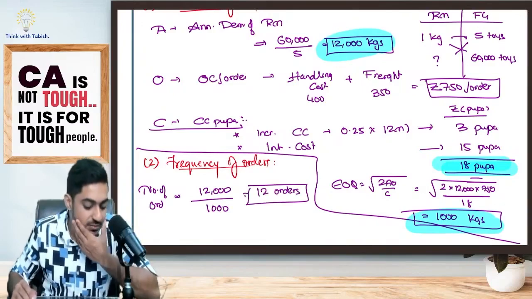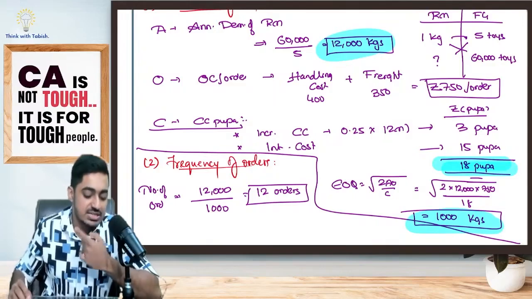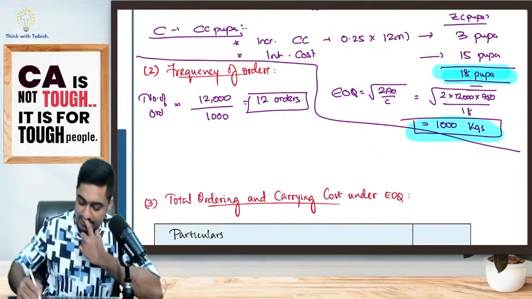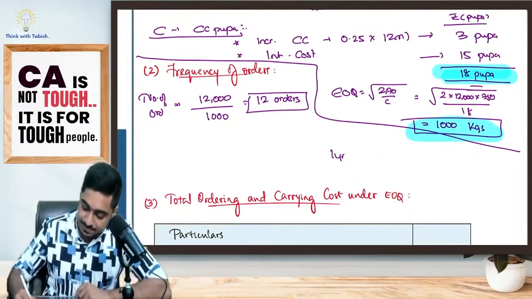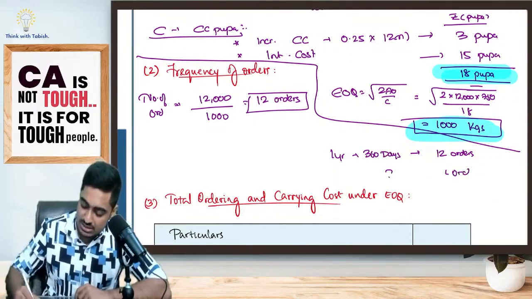Perfect. Now tell me one thing, the question told me to assume 360 days in a year. Yes or no, everyone? Perfect. So tell me, in 1 year, I will order 12 times. That means in how many days, students? 360 days, I will place 12 orders. That means one order is how many days?